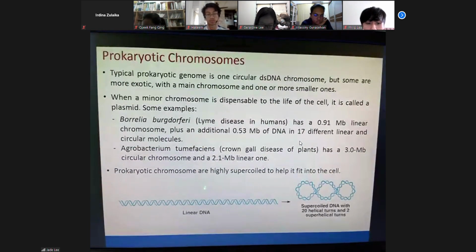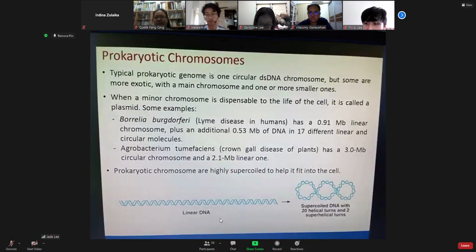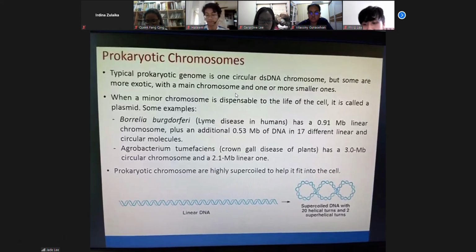So prokaryote chromosomes are highly supercoiled to help them fit into the cell because the cell is so small. They need to be extremely supercoiled so that they can fit into the cell itself. For example, bacteria are very small, right? So the chromosome cannot be too large. If it is too large, it takes up so much of the space. That's why they need to be compacted in a very supercoiled form so that it can fit into the cell.